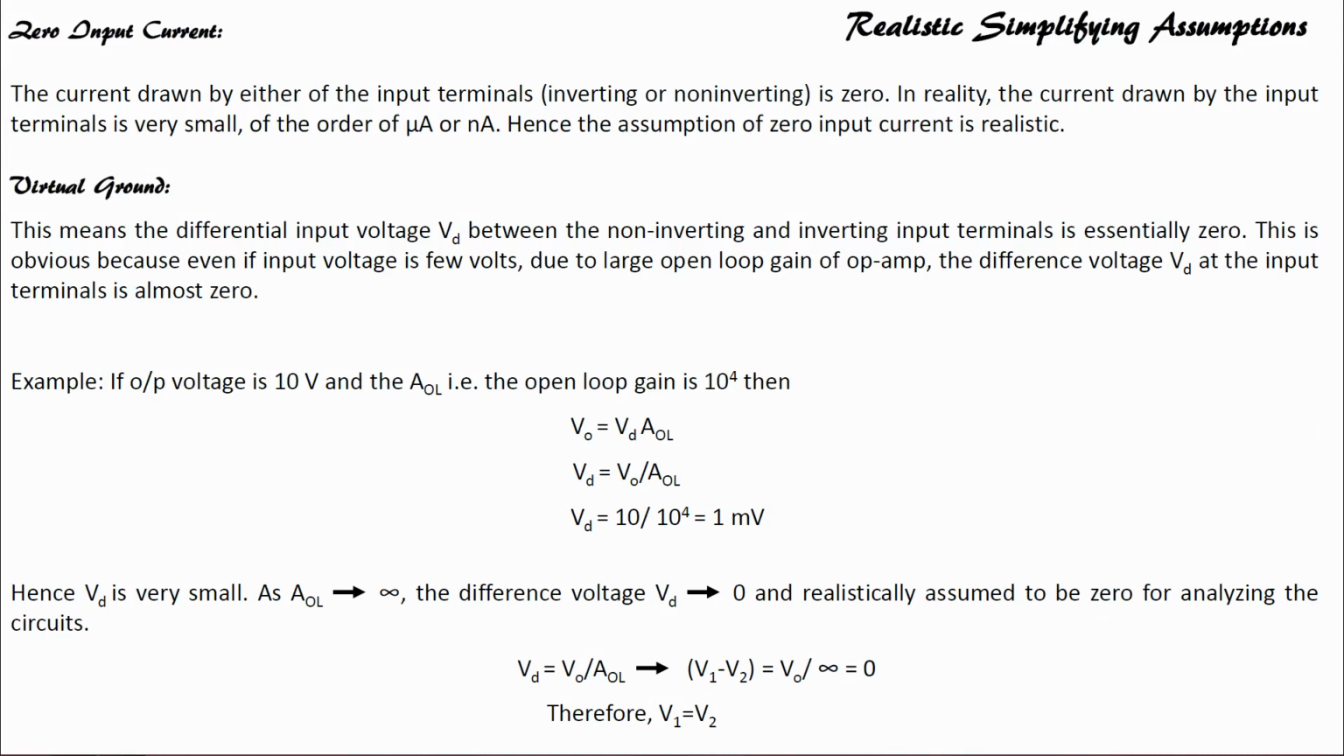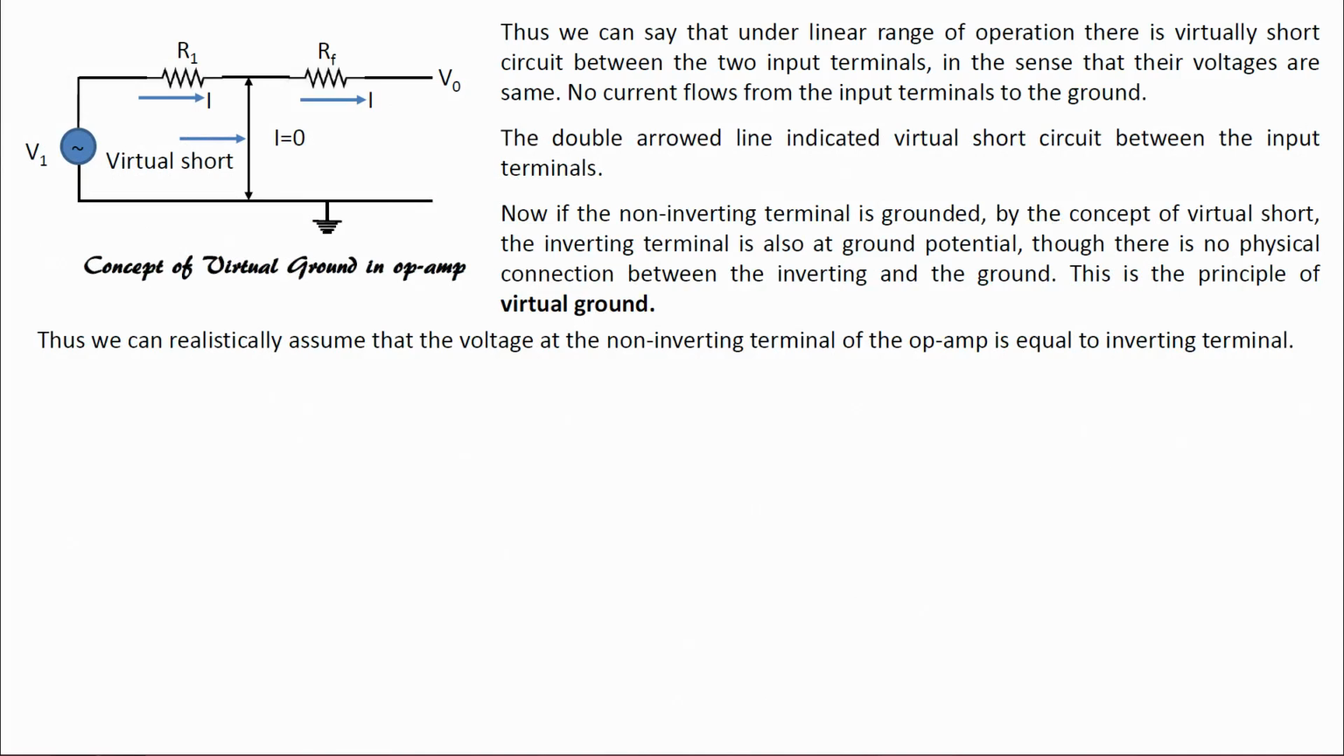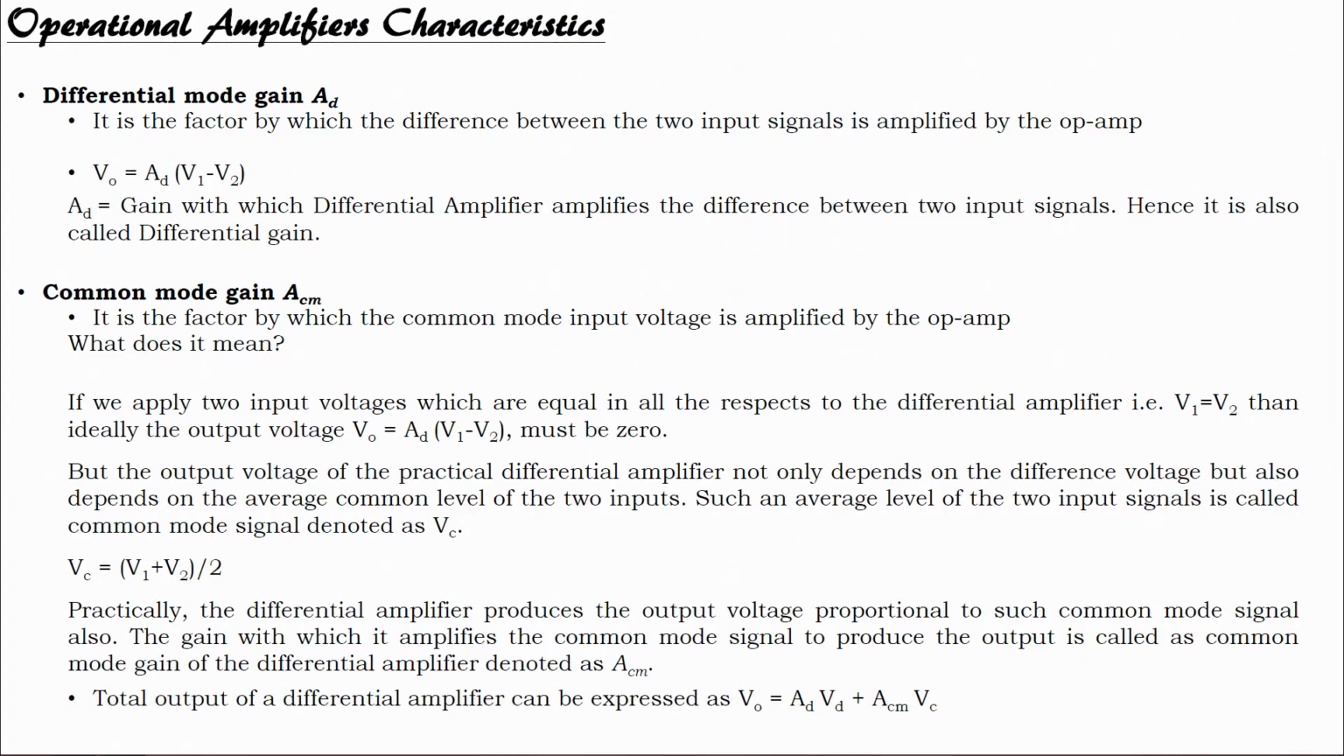Second is virtual ground, very important in the case of an operational amplifier. This means the differential voltage Vd between the non-inverting and inverting terminals is essentially 0. This is obvious because even if the input voltage is a few volts, due to the large open loop gain of the operational amplifier, the difference voltage at the input terminals is almost 0. We have seen that. Let us move forward. We have seen the concept of virtual ground. So, even if one of the terminals is grounded, the second terminal is also considered as a ground, and that is the concept of virtual ground.